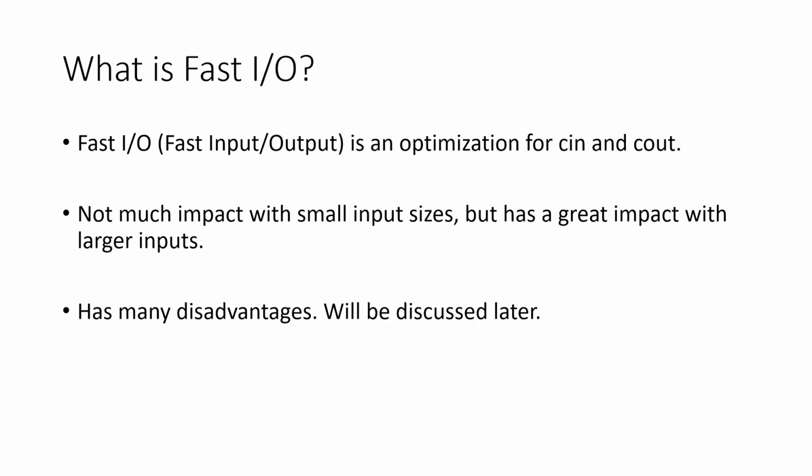In this video we are going to be discussing fast IO in C++. First, let's talk about what fast IO actually is. Fast IO, or fast input output, is an optimization for cin and cout in C++. The performance difference to normal IO is negligible for small inputs, but it has a huge impact for larger inputs. There are many disadvantages to using fast IO though, which we will be discussing later. But just keep in mind that fast IO should never be used in production code.